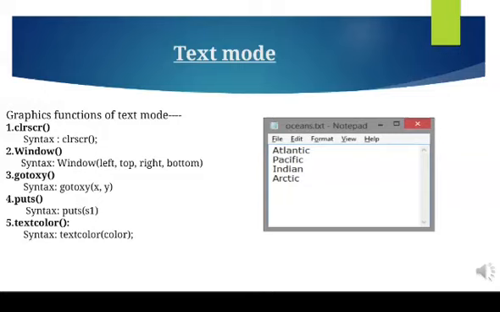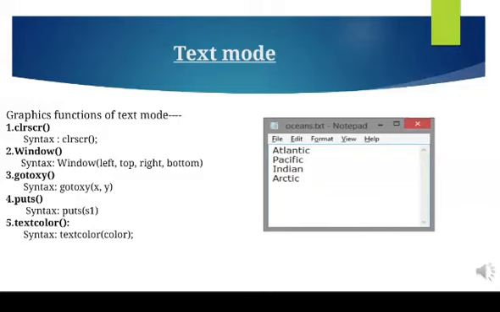Some graphics functions of text mode are clrscr, window, gotoxy, puts and textcolor. First, what is clrscr? clrscr, which you have studied in your C language, is the same concept. clrscr clears the entire screen and locates the cursor in the top left corner of the screen, that is 1,1. Syntax is clrscr(); round bracket open, round bracket close and semicolon.